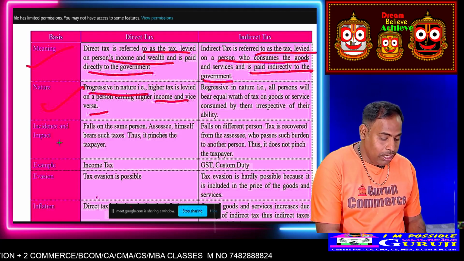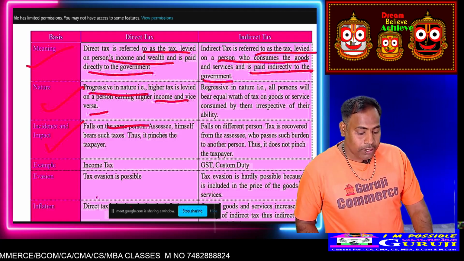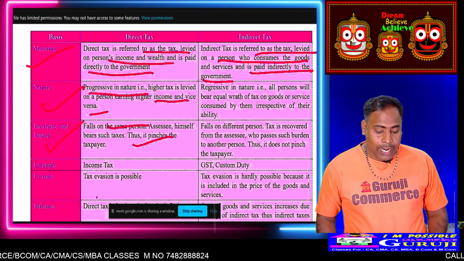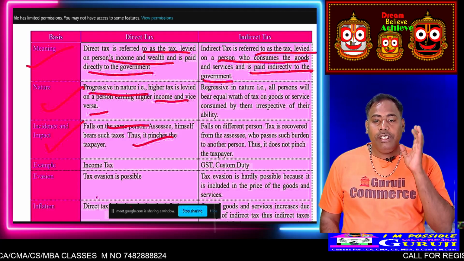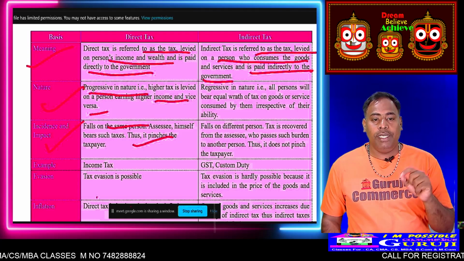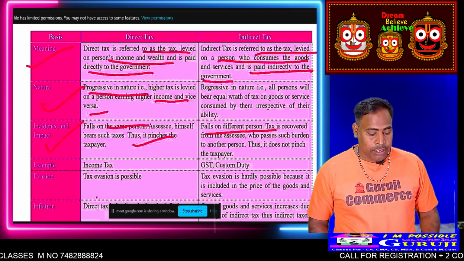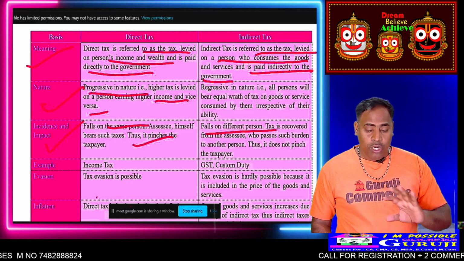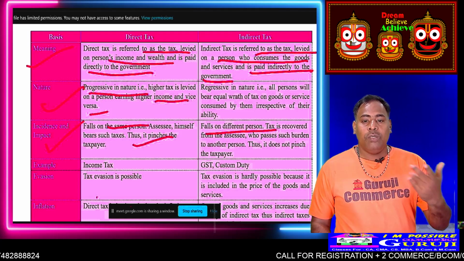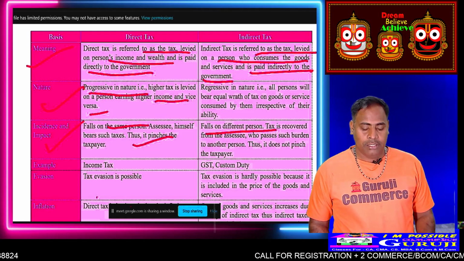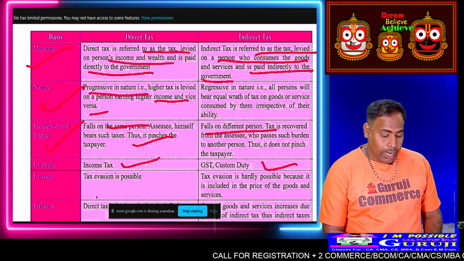Then last, incidence or impact: in direct tax it falls on the same person. The taxpayer himself bears the tax, the pinch of the tax, meaning the person who earns income will pay the tax, so the pinch goes to the taxpayer directly. Here, in indirect tax, the incidence of tax is on different persons: one recovers the tax and one pays the tax. Then examples: income tax; GST, customs.